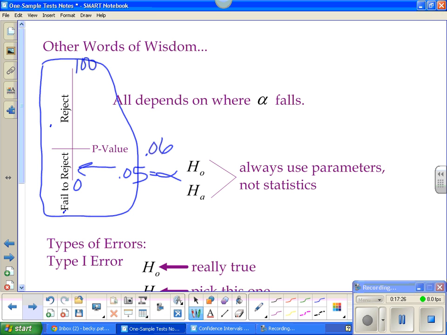Did that just sink in? Because that needs to, okay. Rejecting it without rejecting H sub A? No. H sub 0, your null. Yes. And it all depends on where alpha falls. These always use parameters, not statistics. We just talked about that.